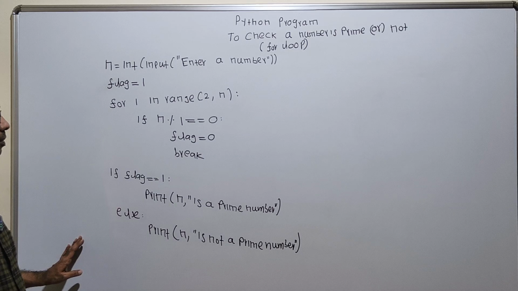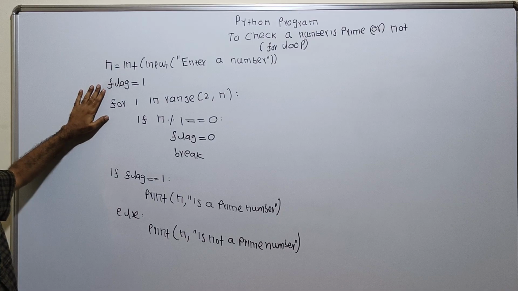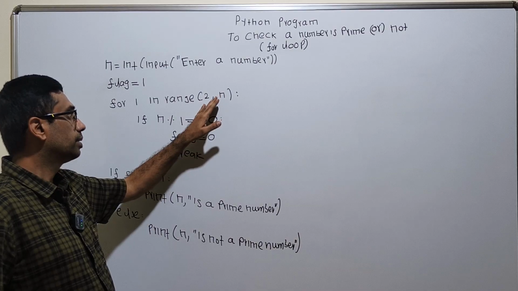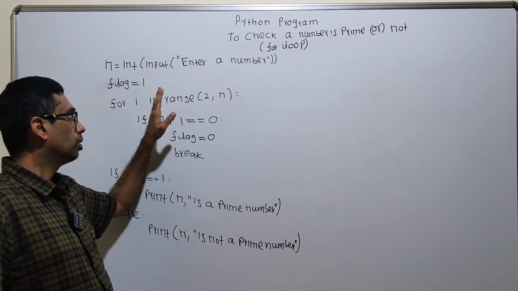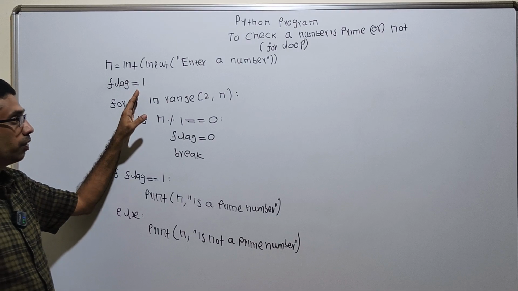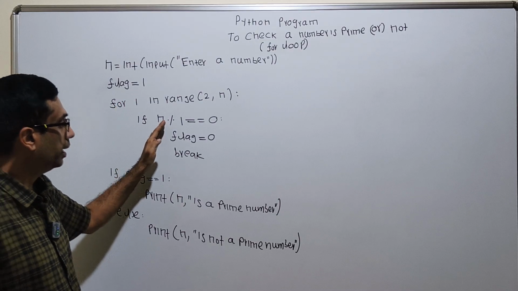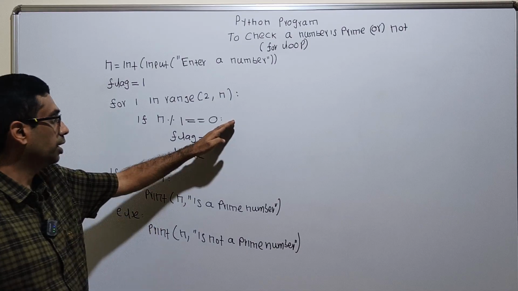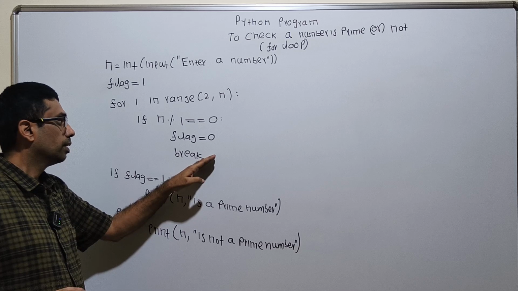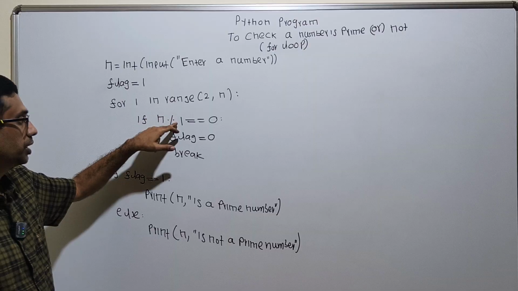I'll explain the program once again. I am obtaining the input n from the user as an integer and initializing a variable flag equal to 1. I am writing a loop for i in range(2, n). A list is generated from 2 to n minus 1, and the i value will take the sequence one by one. In each iteration, I will check n modulo i double equal to 0, that means the remainder is 0. If this is 0, then flag becomes 0 and break will get encountered. If it is not 0, the control will go to the next iteration, take the next value and check the same condition.